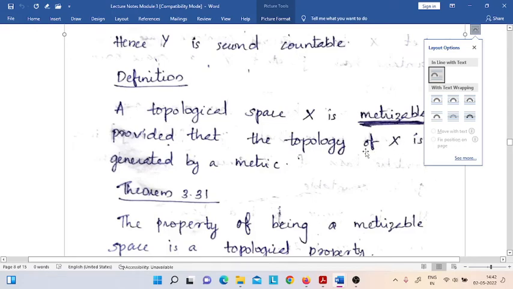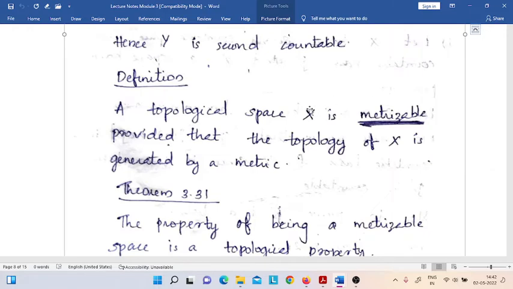Hello, welcome. In this video, we are going to give the definition of a metrizable space. We define a metrizable space as a topological space X such that the topology of X is generated by some metric on X. So, a topological space X is metrizable if there exists a metric on X that can generate the topology of X.